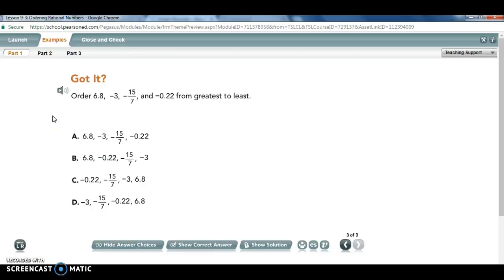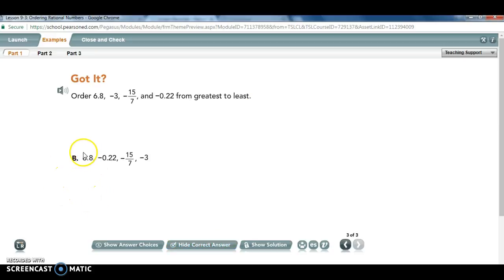This got it problem is wanting you to order the numbers from greatest to least. If you want to work on a number line, you can. That might help you to draw it off to the side on a piece of paper or in your notes. But the answer is either going to be A, B, C, or D. Remembering, it's greatest to least. The correct answer is B.